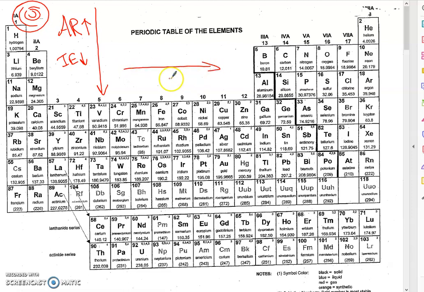Now, as you go left to right, those trends switch. Atomic radius decreases, ionization energy increases. The atom is getting smaller as you go left to right, so it's harder to take those electrons away. Now, other trends we talked about were electron affinity and electronegativity, and they follow the same trend as ionization energy.